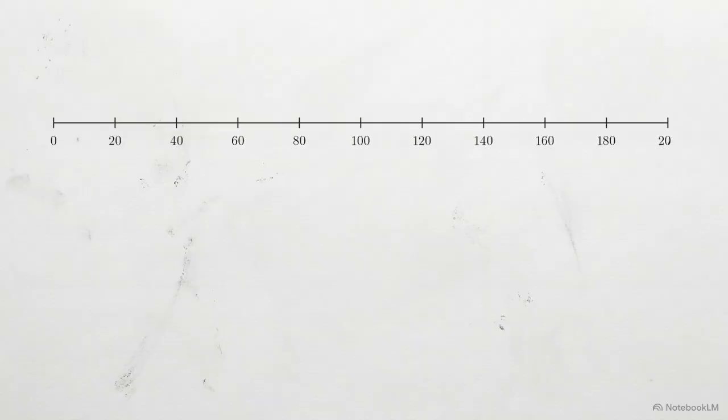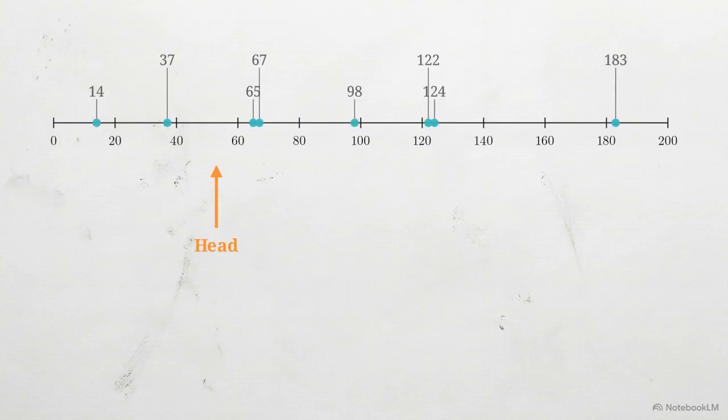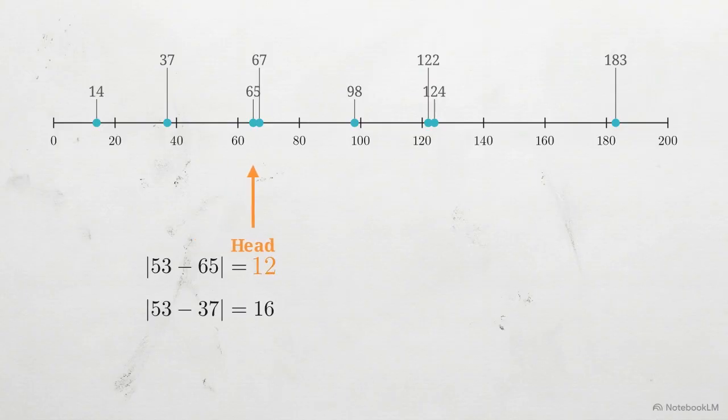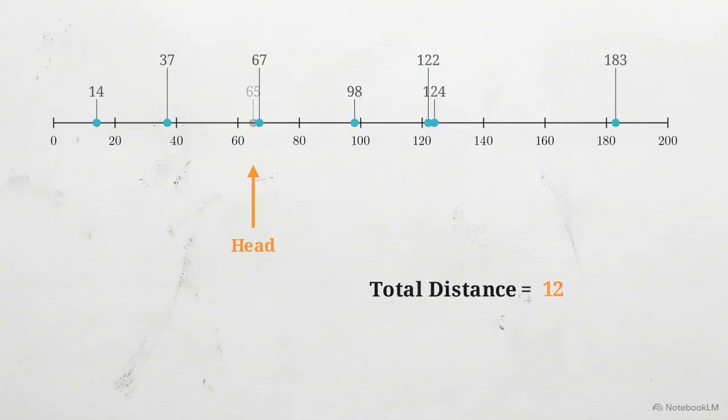This split panel view maps out the CPU's initial evaluation. Starting from position 53, the system checks the nearest neighbors. Moving to 65 costs a distance of 12, while moving the other direction to 37 costs 16. Since 12 is the smaller value, the algorithm makes the jump to 65. From our new position at 65, the nearest target is 67. That is a distance of just 2 cylinders, which we add to our running tally.